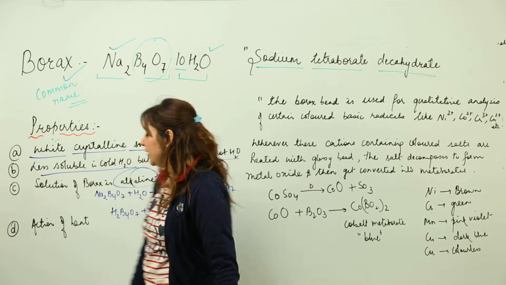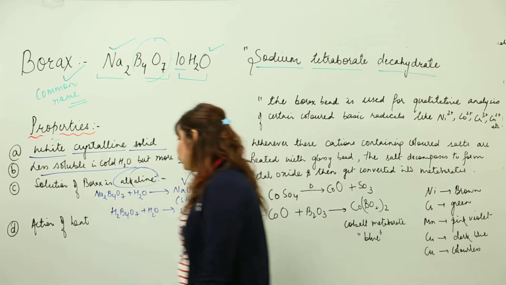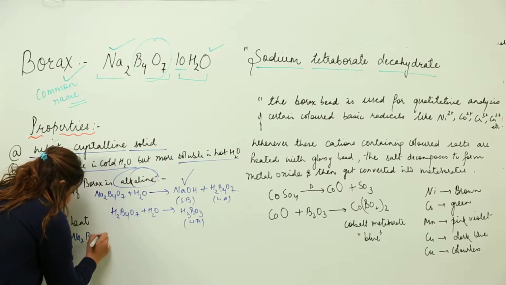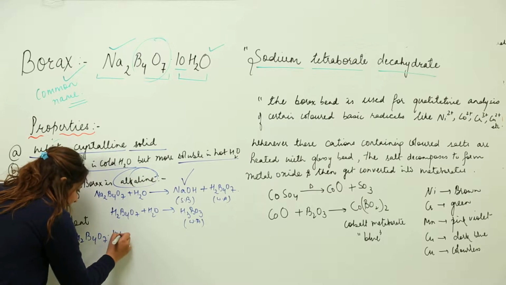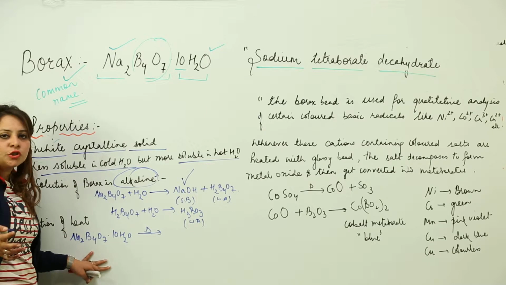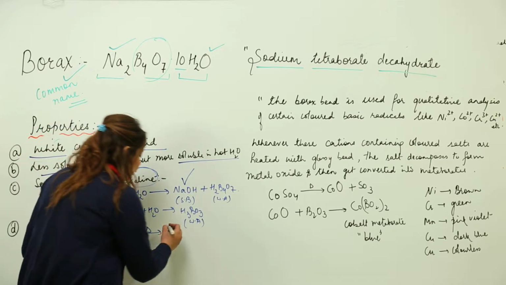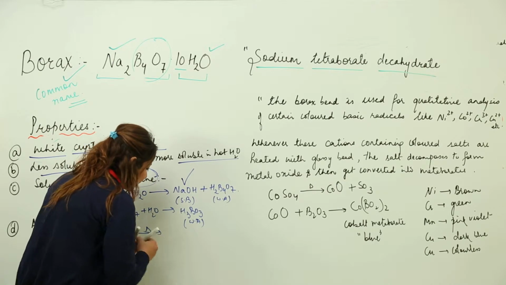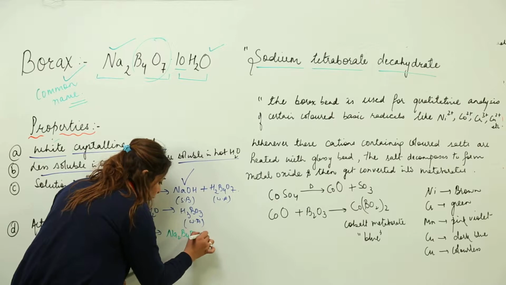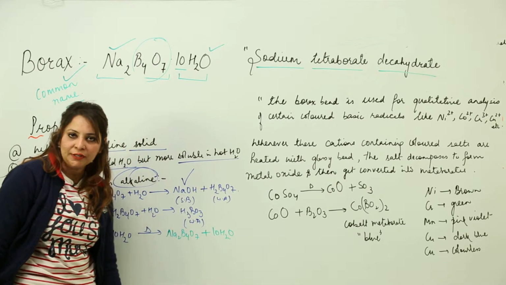The next property is the effect of heat on borax. Suppose we have borax, Na2B4O7.10H2O. When we heat it, what happens in the first step? The water of crystallization gets separated out. So we get anhydrous borax, that is Na2B4O7, and these 10 water molecules get separated.